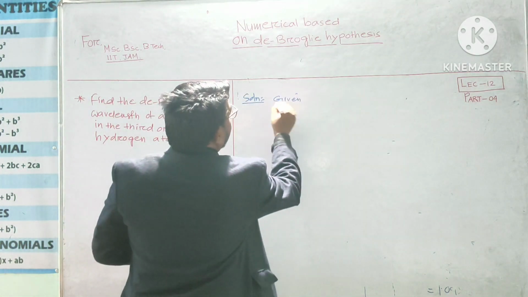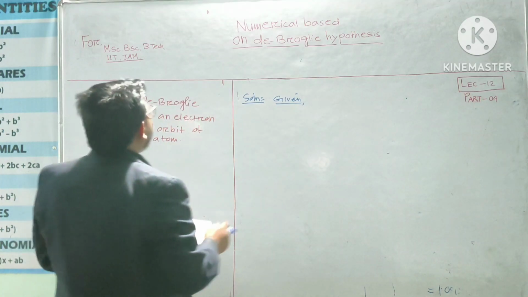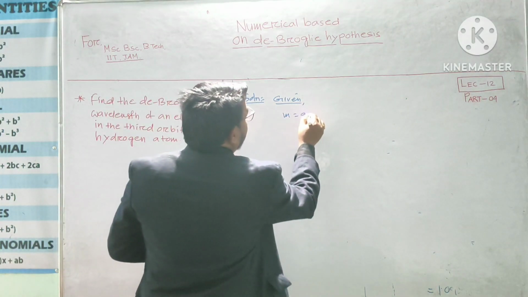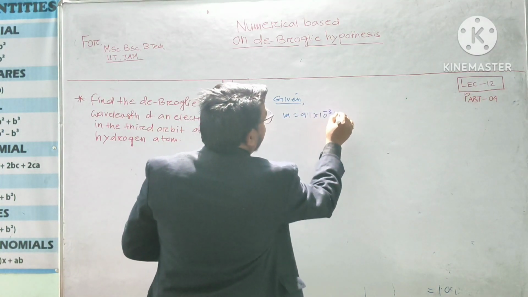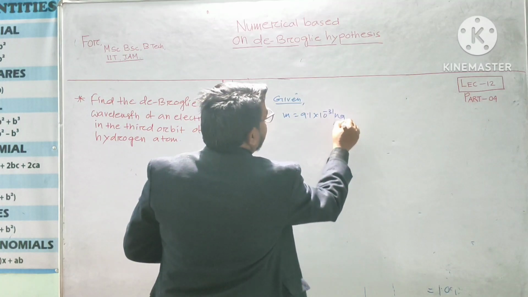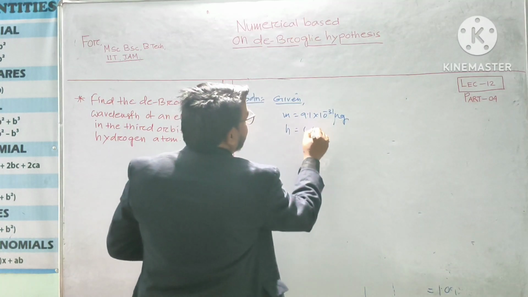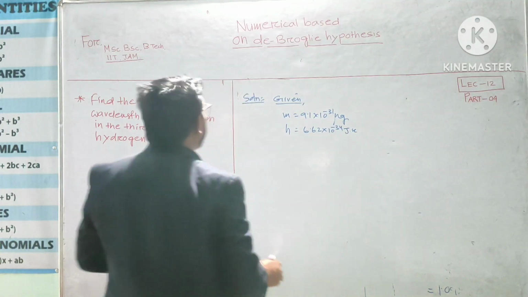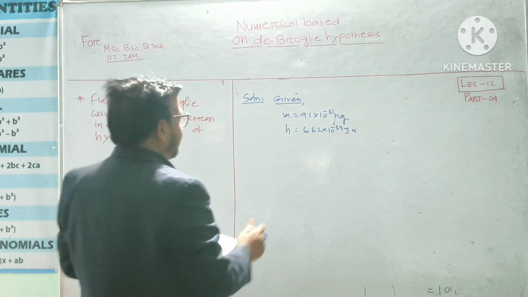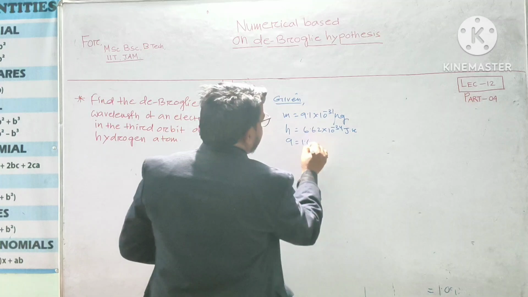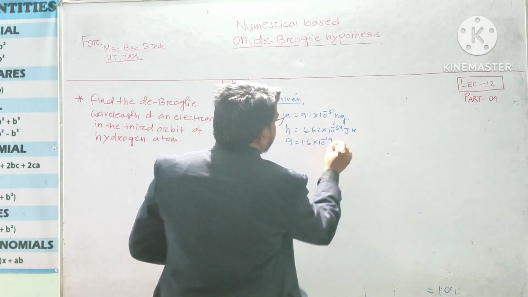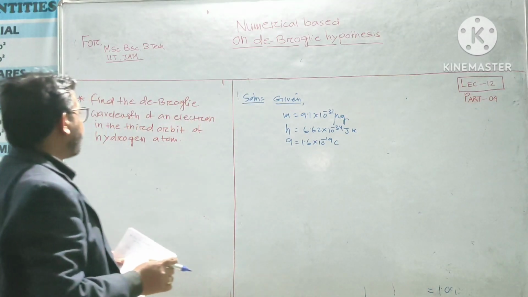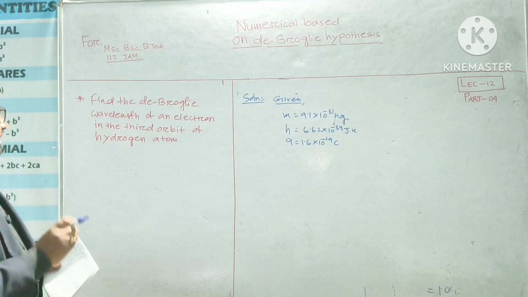given mass of electron equal 9.1 into 10 to the power minus 31 kg, and Planck constant h equal 6.62 into 10 to the power minus 34 joule second. Okay, and charge of electron q equal 1.6 into 10 to the power minus 19 coulomb. Okay, first of all we are going to find out the energy associated with the third orbit of Bohr.